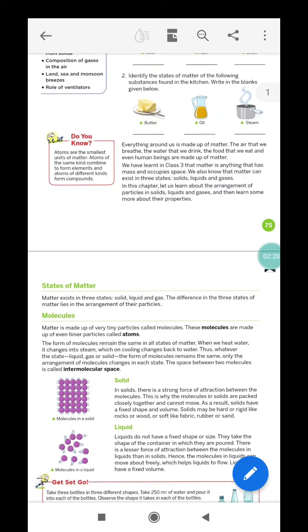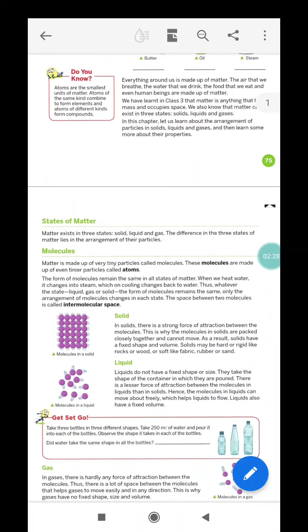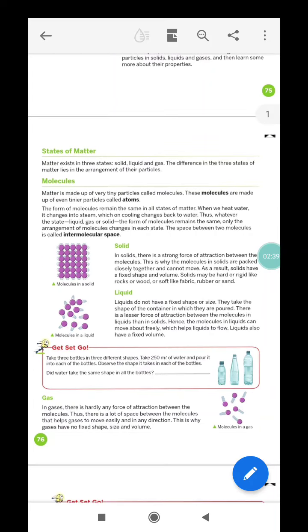In this chapter, let us learn about the arrangement of the particles in solids, liquids and gases, and then learn some more about their properties. So what will we read in this chapter? The arrangement of the molecules in the 3 states of matter, that is solid, liquid and gas, and something more about these solids, liquids and gases. Now states of matter, as we know, matter exists in 3 states, that is solid, liquid and gas. The difference in the 3 states of matter lies in the arrangement of their particles. How the particles are arranged makes the matter solid, liquid or gas.